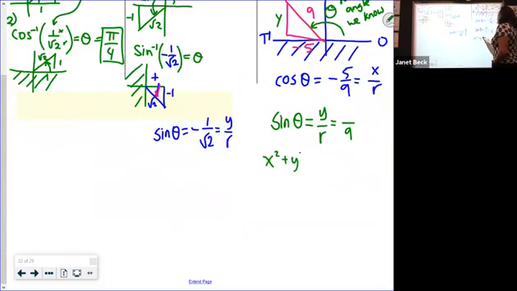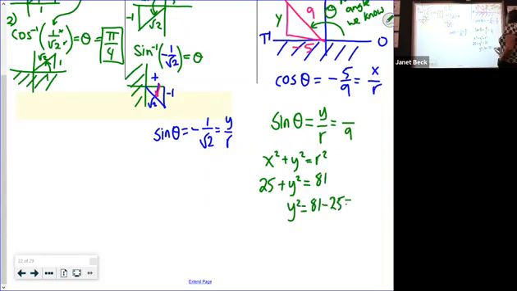x squared plus y squared equals r squared. I know my x is negative 5. Square that, you get 25. I know my r is 9, so r squared is 81. So y squared is 81 minus 25, which equals 56. So y will be the square root of 56. Does that reduce? Yes, it can be divided by 4. That's square root of 4 times the square root of 14, since 4 goes into 56 14 times. So my y is 2 times the square root of 14.